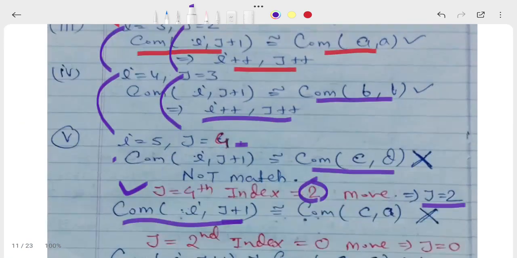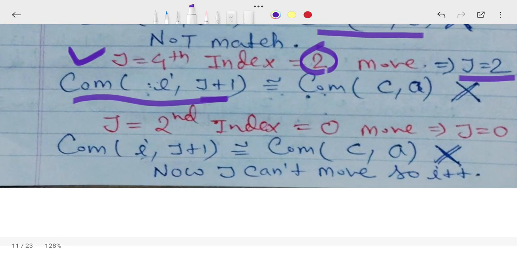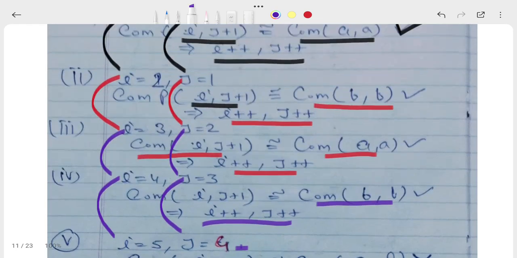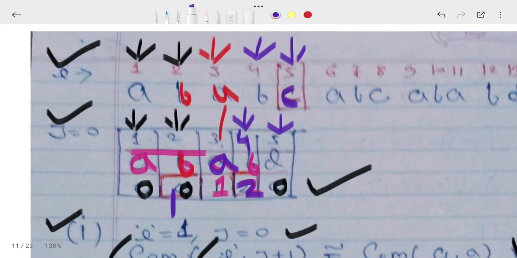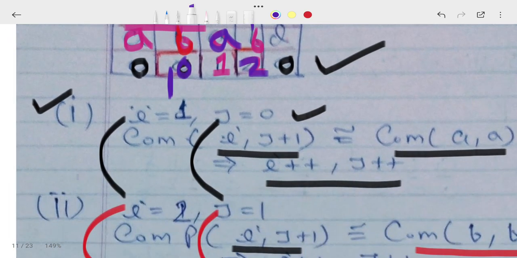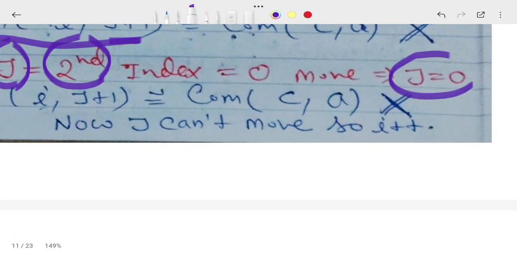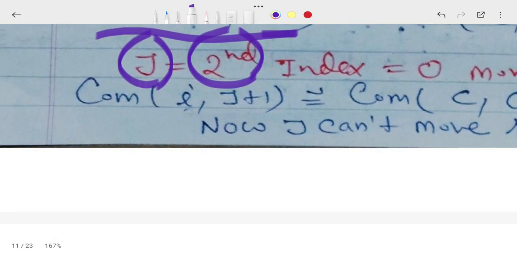Both are not matching. Again both are not matching means I will check the index of J. J is equal to 2 actually, so the index of J is 0. So I will shift J to 0. J is equal to 0 now. Now I will compare I and J plus 1.